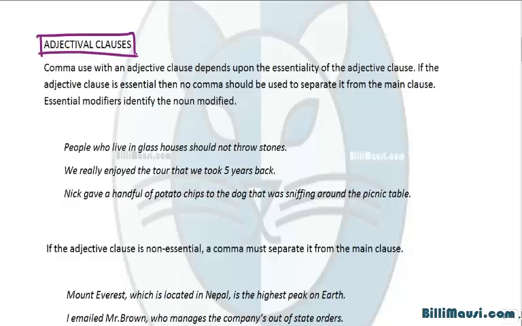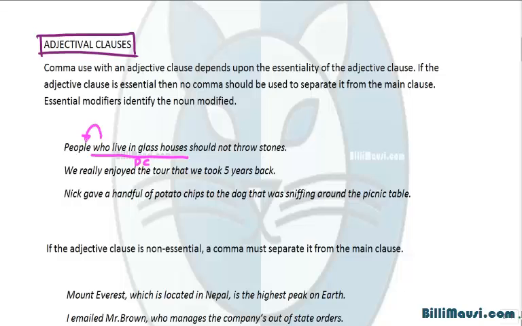Let's see the example. People who live in glass houses should not throw stones. Here, who live in glass houses is a dependent adjectival clause, which is modifying people. It is trying to identify what kind of people should not throw stones. So it is an essential modifier in this case.